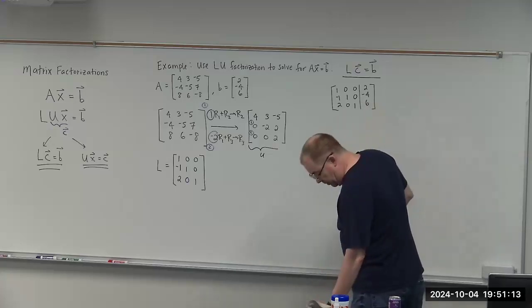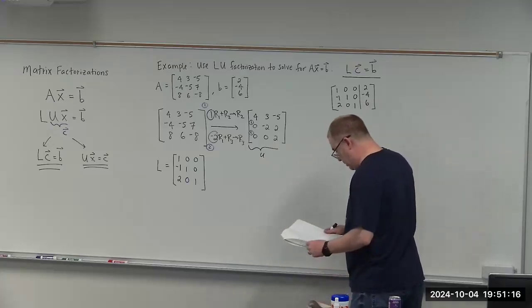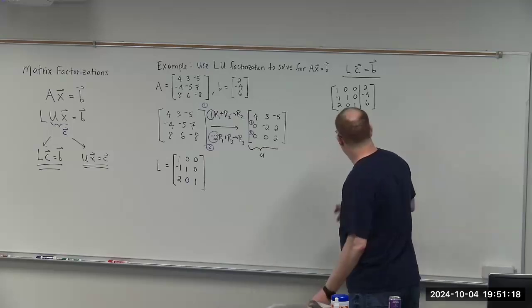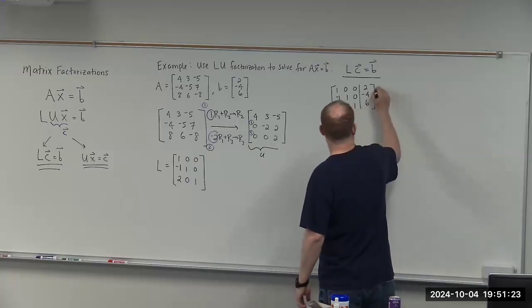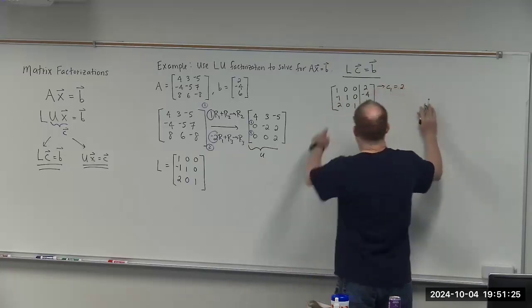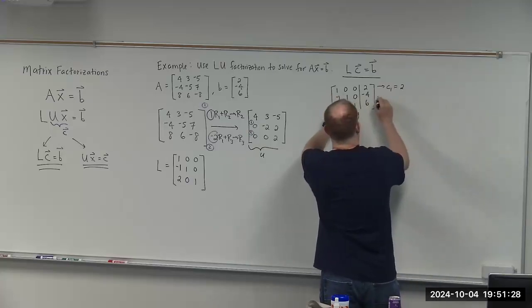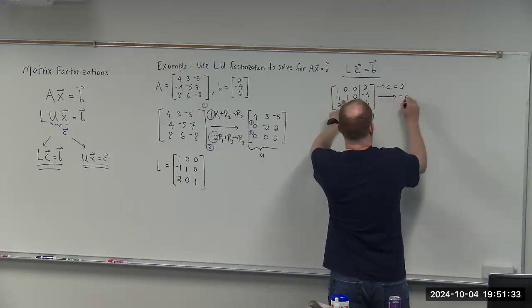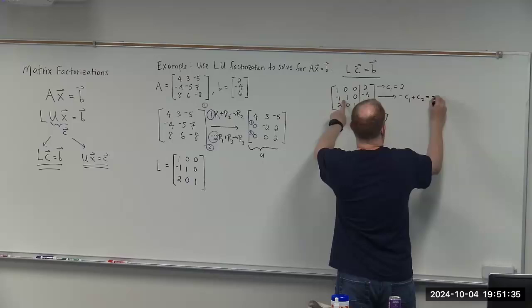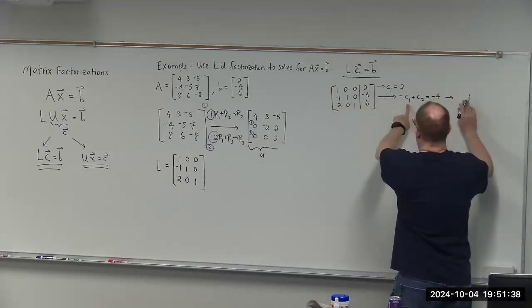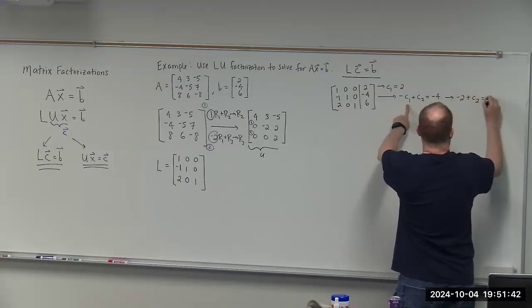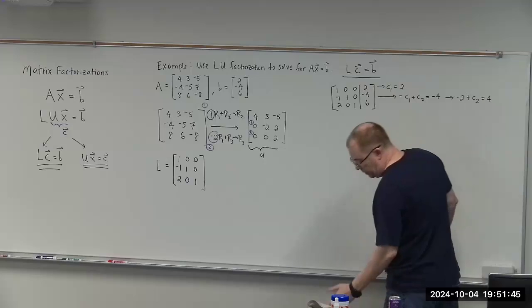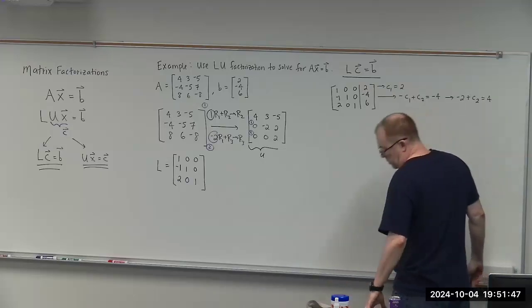So you can see that solving for this, when we solve this, C1 is going to be 2. For this step, we're going to get minus C1 plus C2 equals negative 4. So since C1 is 2, it's going to be minus 2 plus C2 equals, therefore C2 has to be equal to, let's see.